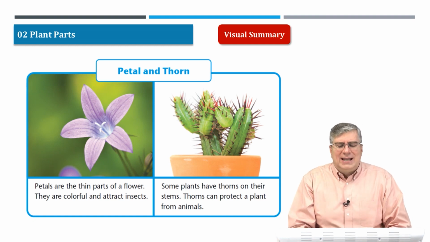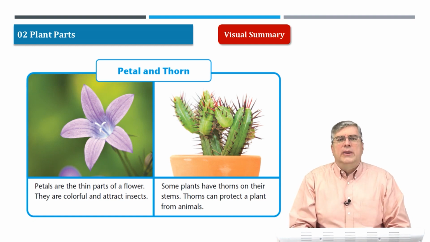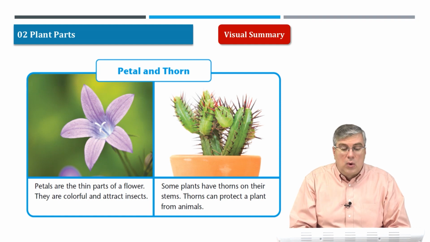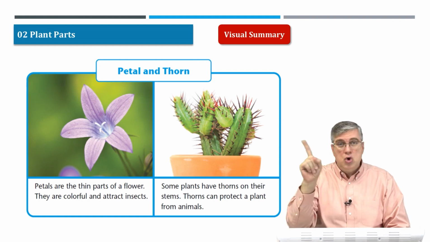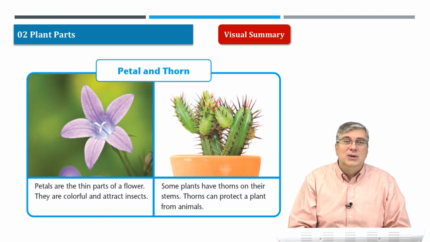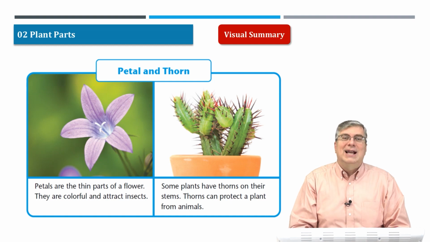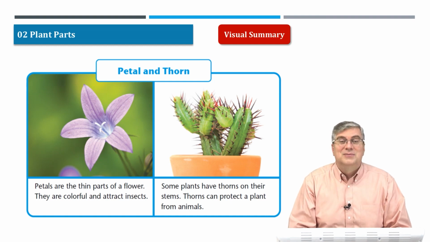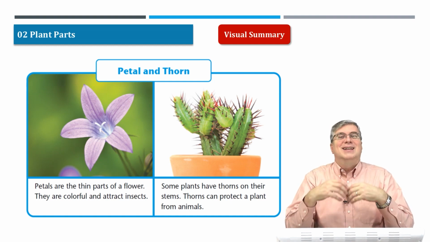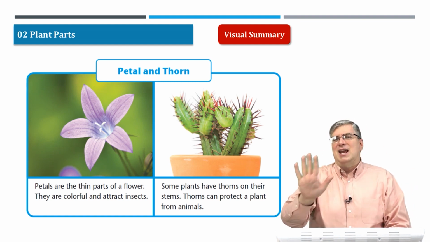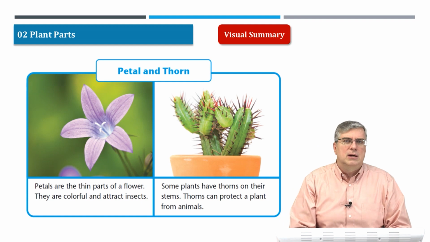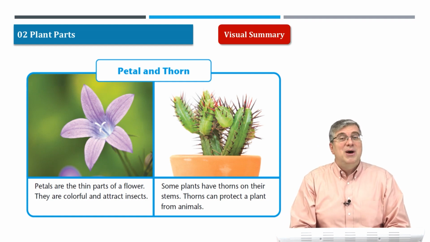So, some plants have thorns on their stems. Thorns can protect a plant from animals, right? The animals want to eat the plant. The plant says, no, no, no, no. I'm going to hurt you if you try to eat me. And that's why they have thorns. Okay, interesting. So plants can defend themselves. Plants sometimes attract animals. Sometimes they say, animals, stay away. Don't come near. Okay, interesting thing about plants.